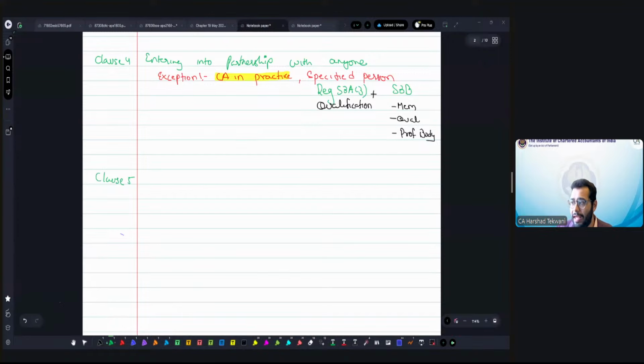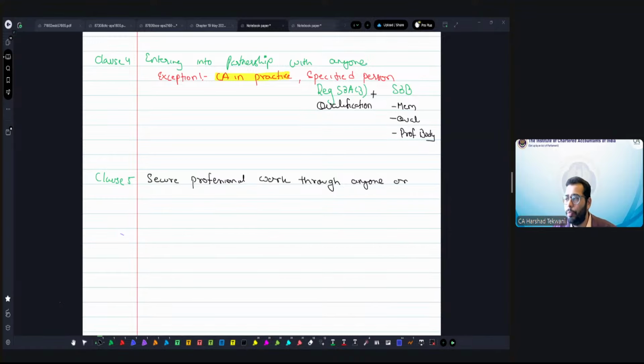Okay. Yes, very good. So if you secure work either through the service of a person who is not an employee or who is not a partner, or by any means which are not open to a chartered accountant, in that case you will be held guilty of professional misconduct. So for summary purposes, what we will write is: secure professional work through anyone or means not open to a CA.